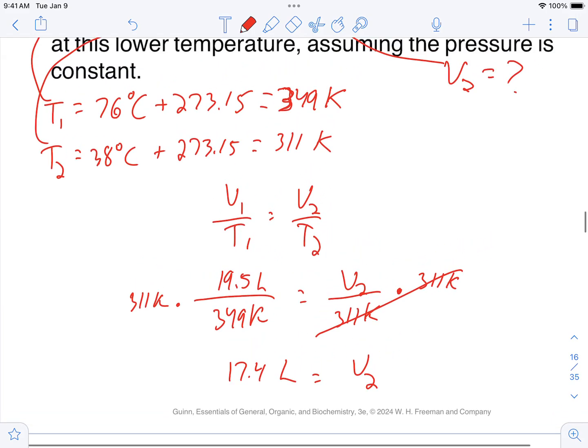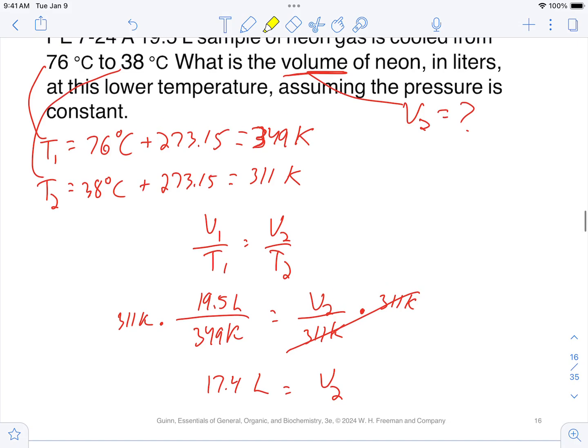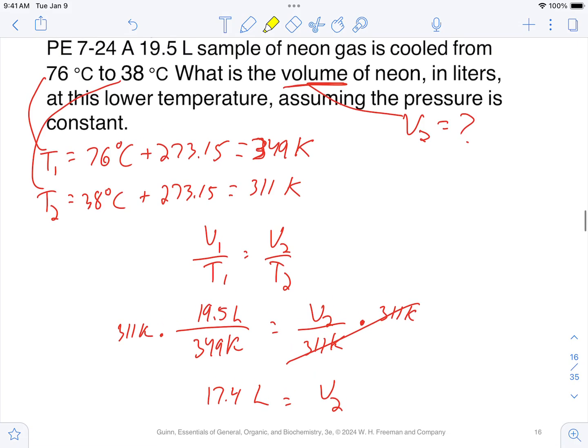The nice check that we have here, Charles' law, volume and temperature are directly proportional. So what happens to one happens to the other. Our temperature went down. Our volume should also go down, which it did.